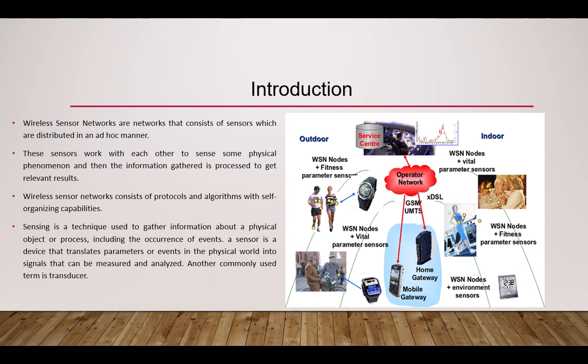Next slide. Introduction. Sensing is a technique used to gather information about a physical object or process, including the occurrence of an event. For example, the human body is equipped with sensors that are able to capture optical information from the environment with eyes, acoustic information such as sounds with ears, and smells with nose. As you see in the diagram, there's an example of sensing.